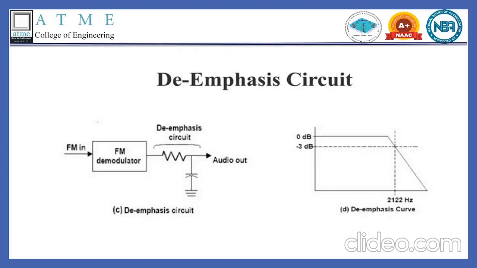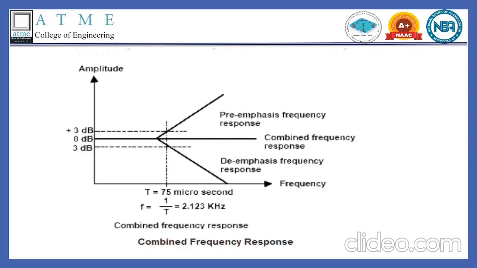De-emphasis is just opposite to pre-emphasis. We are going to just reverse the way the resistor and capacitor are connected, and since it is at the demodulator end, the emphasized signal will be de-emphasized, and we are going to get a reduction of gain, that is, as and when the frequency increases, the voltage decreases and also the gain decreases.